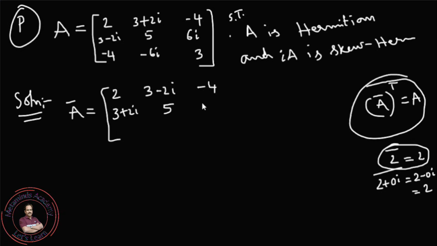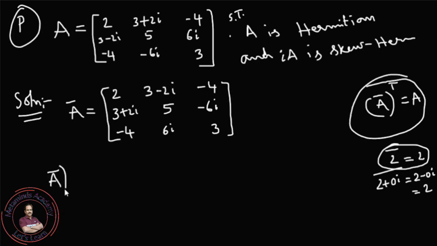5 is a real number. 6i: replace i by minus i, it becomes minus 6i. For minus 4 it is minus 4 only. For 3 it is 3. Okay. Now what we have to do is prove that A bar whole transpose is equal to A.